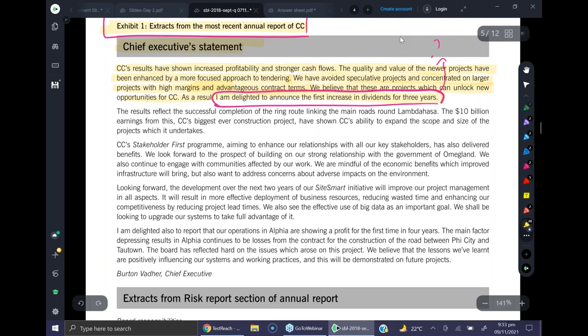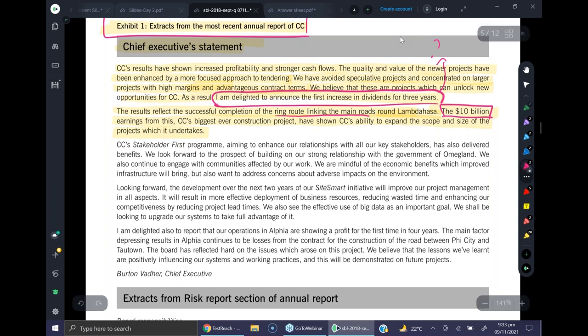Okay, the results reflect the successful completion of the ring route linking the main roads around Lemdasha. The $10 billion earnings from this CC's biggest ever construction project have shown CC's ability to expand the scope and size of the projects which it undertakes. So they are saying that the current project they did was of $10 billion earnings. So they're not talking about the new project in Beetle, but the current ring route in Omegland and in Elfia.